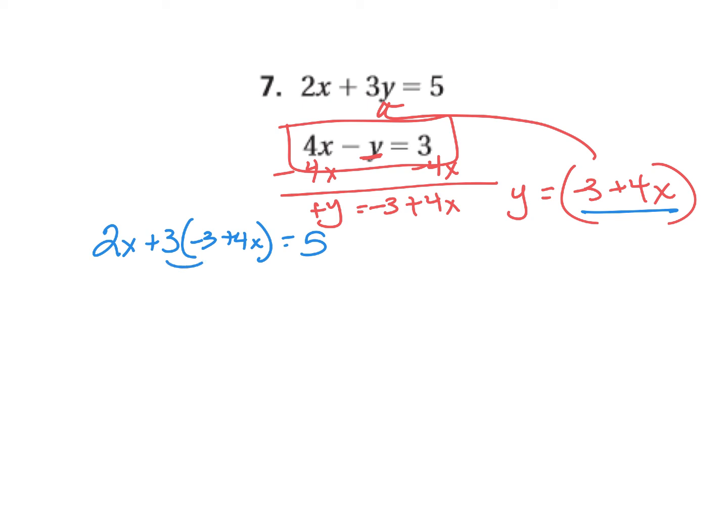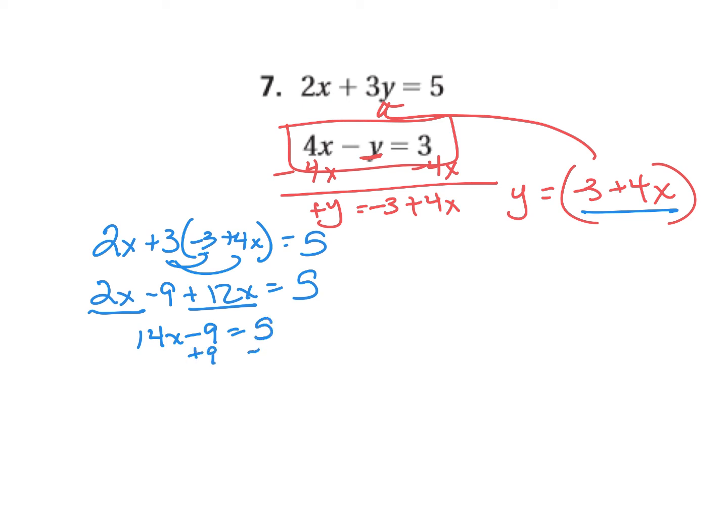So here we go, 2x plus 3 times, I'm going to plug in this expression, negative 3 plus 4x equals 5. I'm going to simplify: 2x minus 9, because positive times a negative is a negative, plus 12x equals 5. I have 2x plus 12x, so that's 14x minus 9 equals 5. Add 9 to both sides. 14x equals 14. Well, gee, we can do that. Divide by 14, x equals 1.